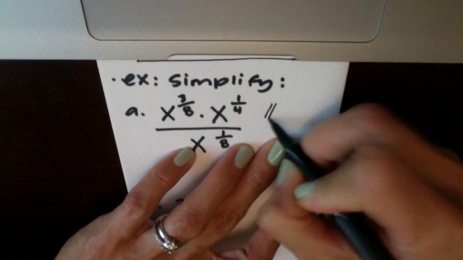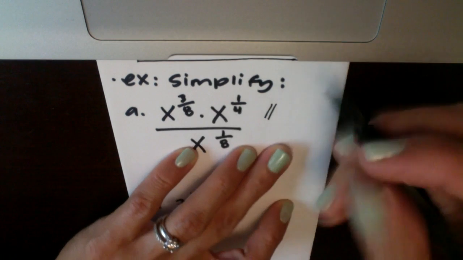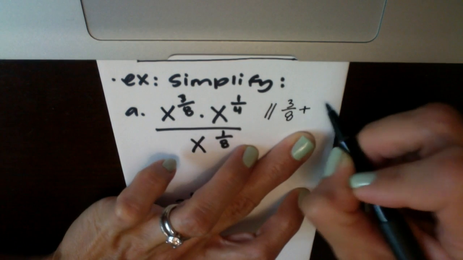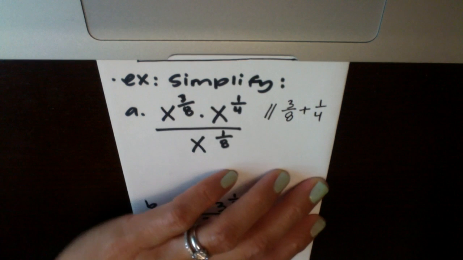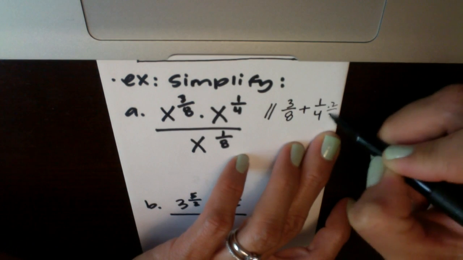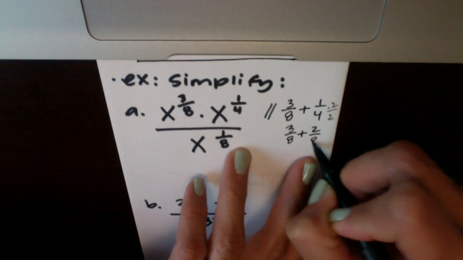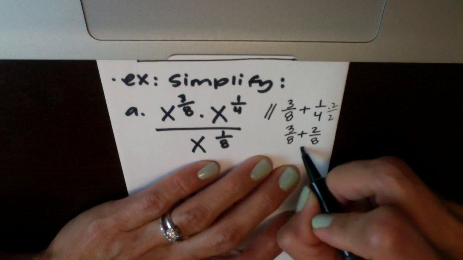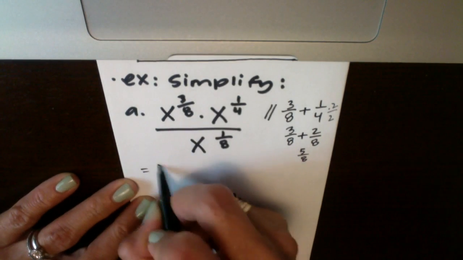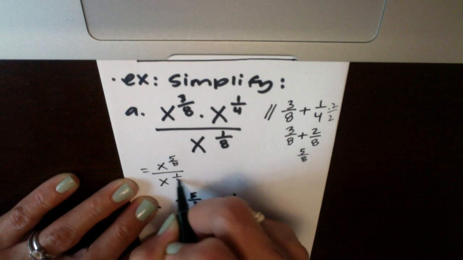So the first thing I want to do is just work on the numerator. Again, when you're multiplying with same bases, you add exponents, so I want to clean that up first. So we're going to add 3/8 plus 1/4. To do so, we're going to get common denominators, so we'll times this by 2/2. So you get 3/8 plus 2/8. So that'll make a total of 5/8. So the numerator is going to be x to the 5/8 over x to the 1/8.